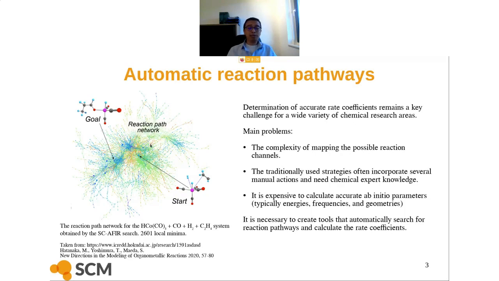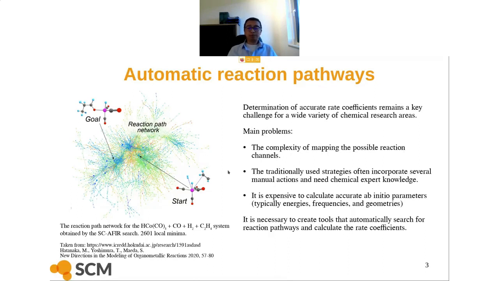But we are always going to face these incredibly complex systems. In particular, we have a few problems that I highlighted here. So the first one, as I said, is the complexity of mapping all the possible reaction channels, like you can see here in this figure.